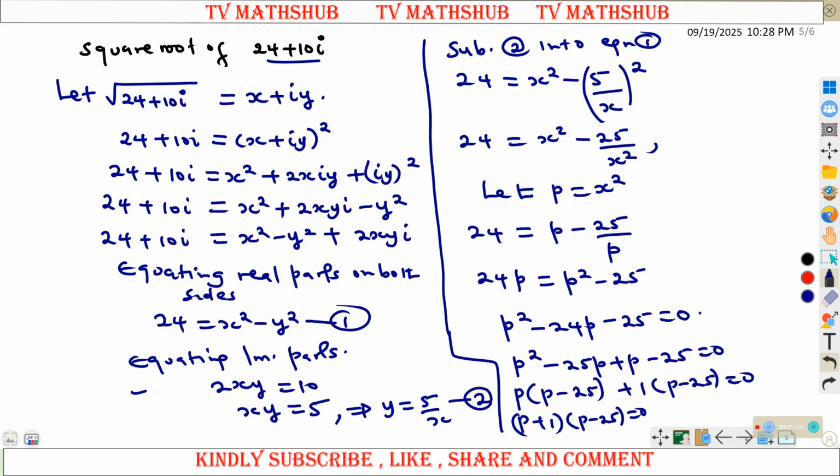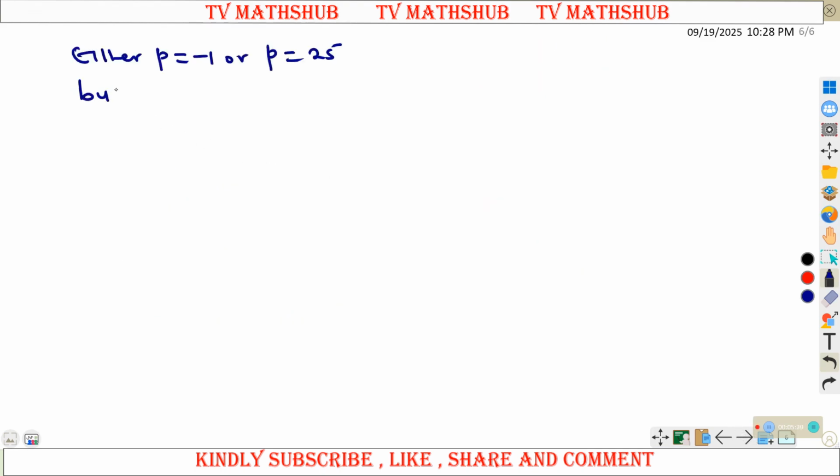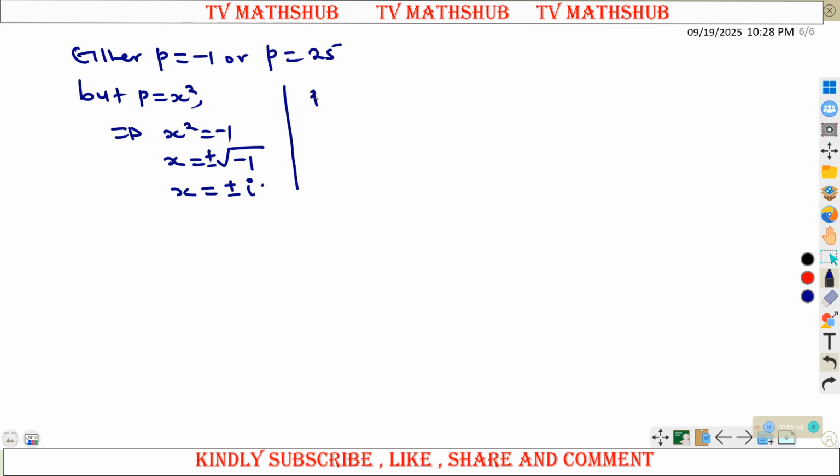But remember, p is x squared. This implies that x squared is equal to negative 1. So x is equal to the square root of negative 1, and the square root of a number is a plus or a minus. So x is plus or minus i. Likewise, x squared is equal to 25. So x is the same as the square root of 25, which is plus or minus 5. So we shall have our x as plus or minus 5, or x as plus or minus i.